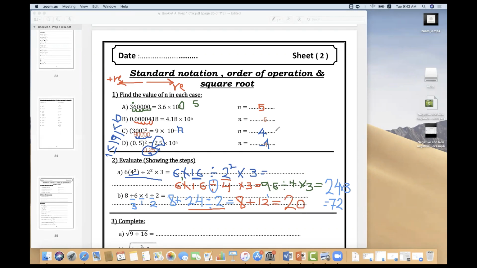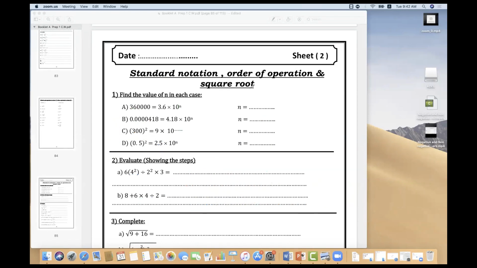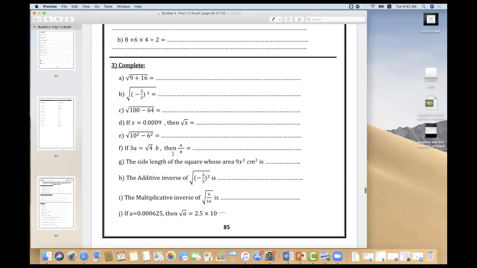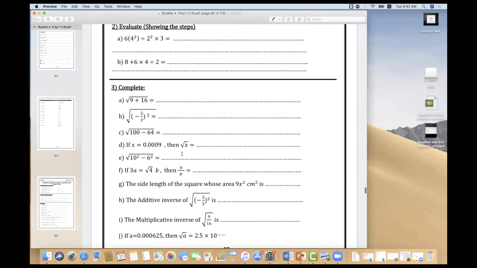Can I ask a question? Yes, of course. Okay, wait. I have to clear my board first. If there is a root and a power in the same question, which one do I do first? You will face them from the left to right.